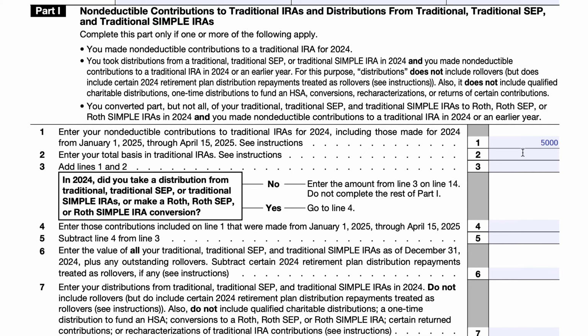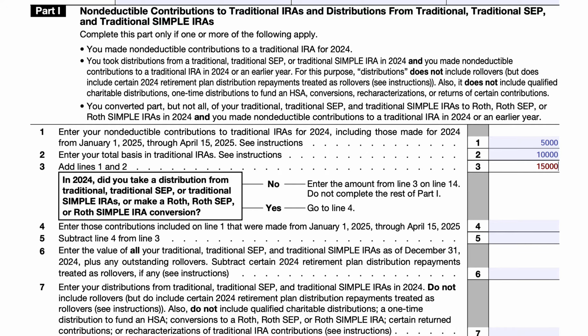So let's just say that he had $10,000 of basis from prior years. You'll add these figures up, and you get $15,000. So now in 2024, it asks you, did you take a distribution from a traditional, SEP, or SIMPLE IRA, or did you make a Roth conversion?